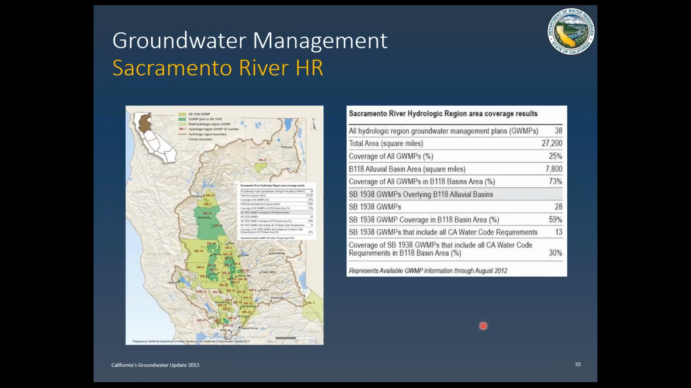Sacramento River, many more plans. This area was a lot of fun to go through all those plans. 28 of those 38 were actually SB 1938, and that's represented there by the light yellow. And 13 of those plans addressed all of the SB 1938 requirements.